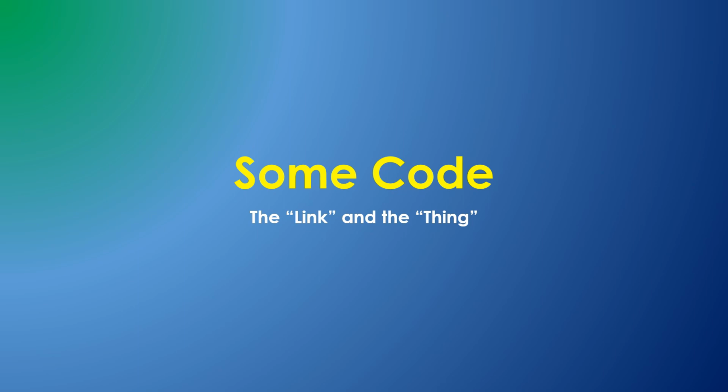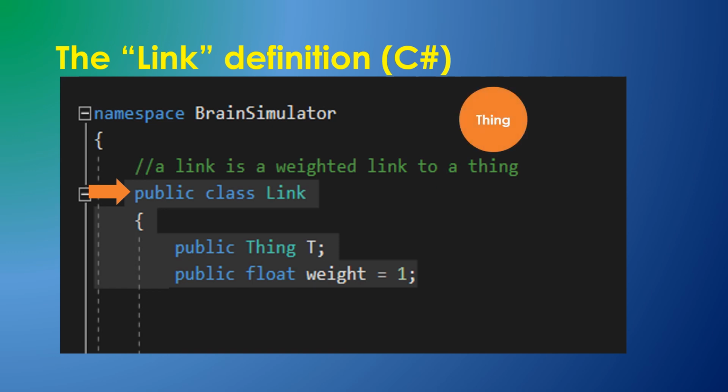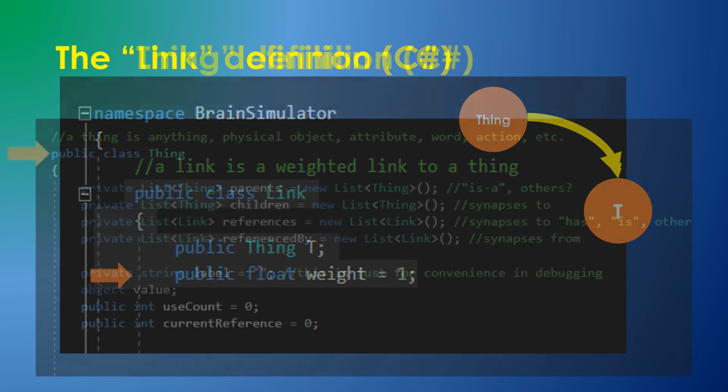First, because it's simpler, we'll start with the definition for a link. Each link is owned by a thing, so one end of the link is implied. The other end of the link is the target thing T. The connection is from the owner thing to the target T, and each link has a weight. You can see that a link is analogous to a synapse in that it connects from one neuron to another in a single direction, and it has a weight or strength. There is a bit more to the link, which I'll cover later when I describe learning. Now for the thing.